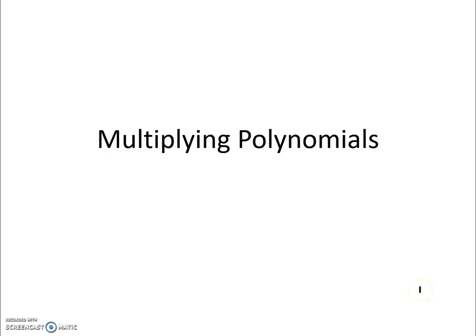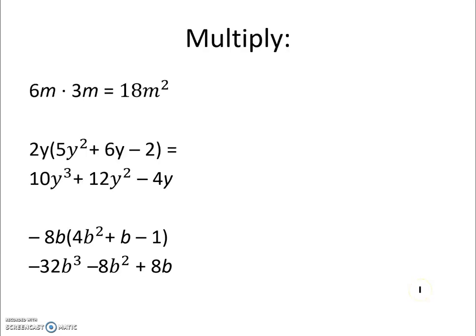Today we're going to be looking at multiplying polynomials. The first example is 6m times 3m. 6 times 3 is 18, and m times m is m squared. So the answer is 18m squared.